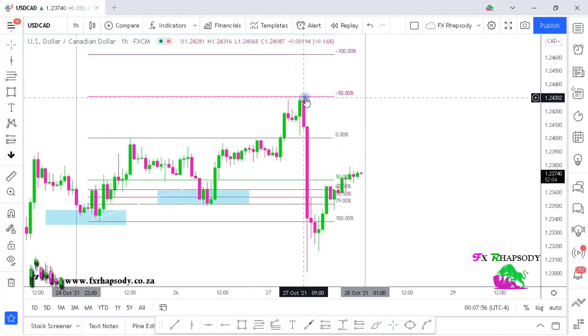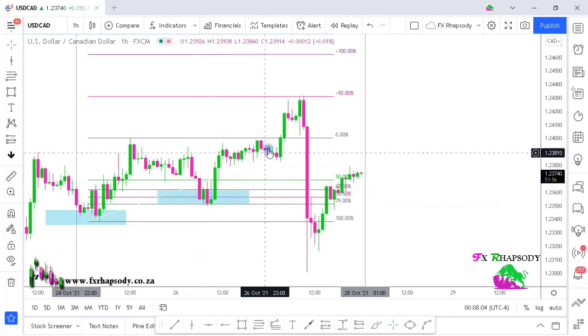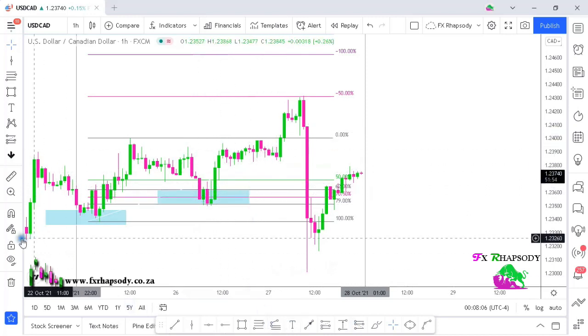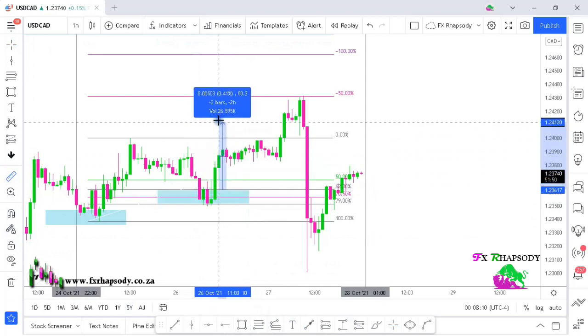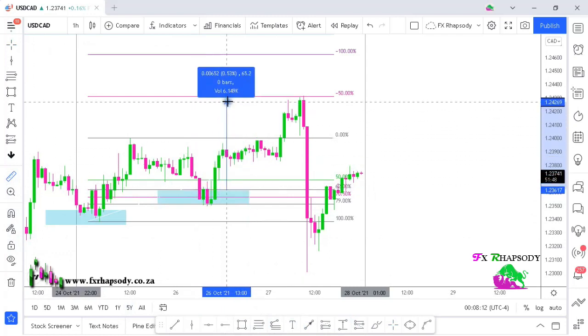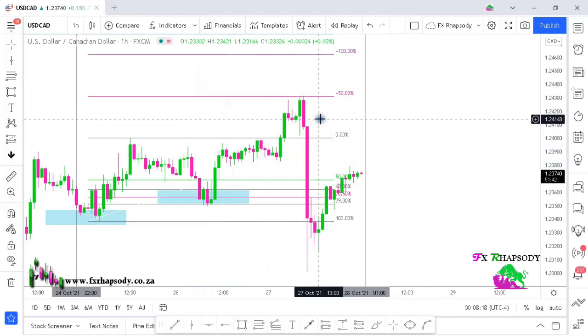Rather, there's two scenarios. Either you climb out of the trade because, let's say, you entered over here and you were riding your trade up all the way to here, and you were 60 pips in profit already. Rather close your trade. Anything can happen with the news.